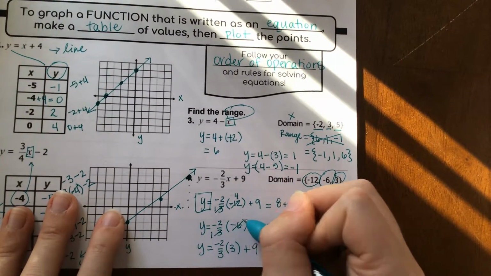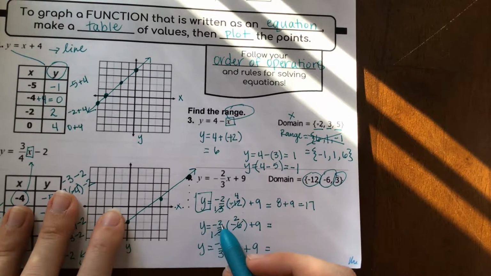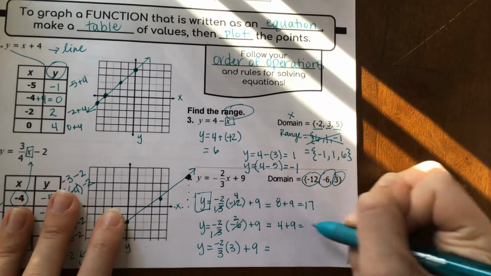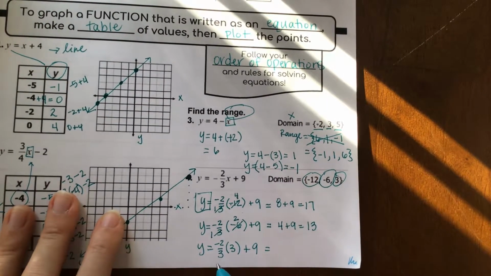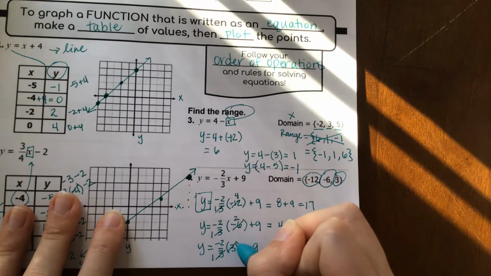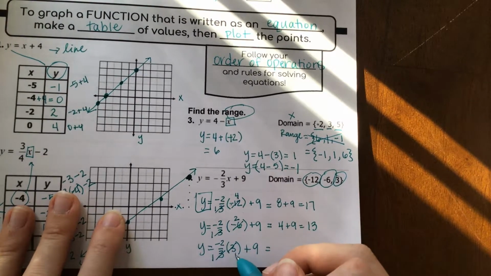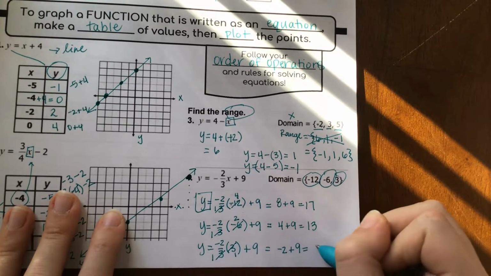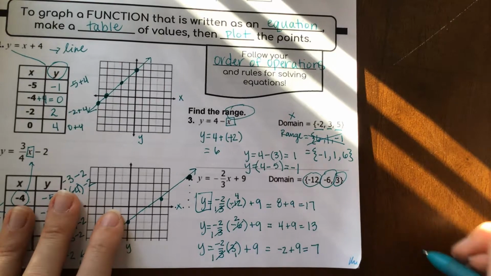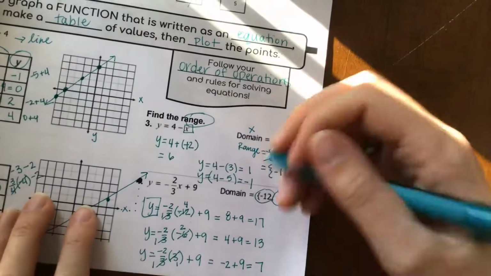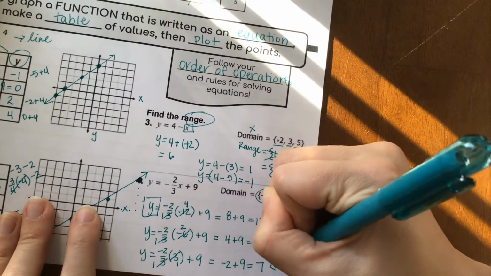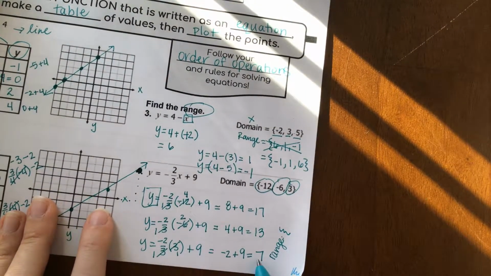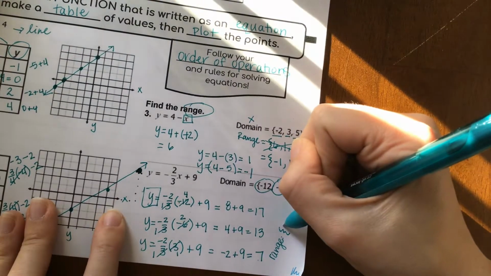3 goes into 3 once, 3 goes into 6 twice, so I have negative 2 times negative 2, which is a positive 4, plus the 9 at the end is a 13. And 3 goes into 3 once, 3 goes into 3 once, so negative 2 times 1 is negative 2, plus 9 gives us a positive 7. So our range, creating this list, least to greatest, is going to be 7, 13, and 17.